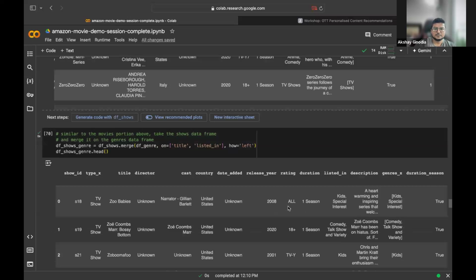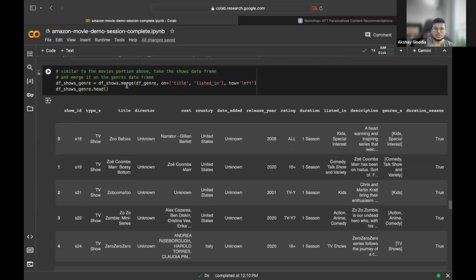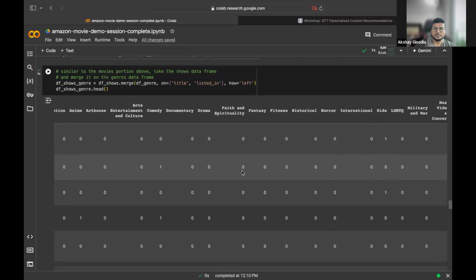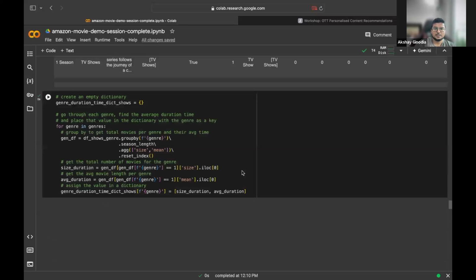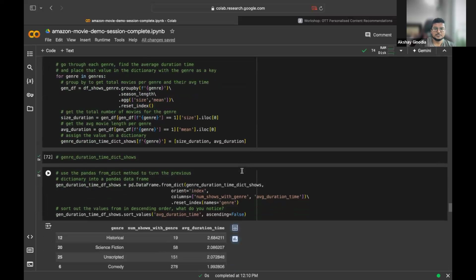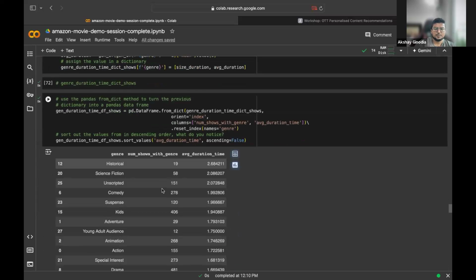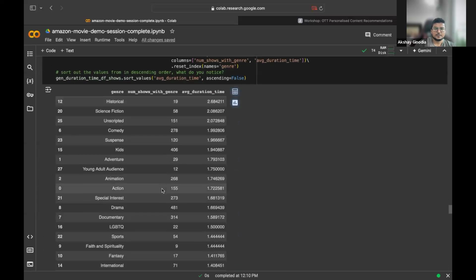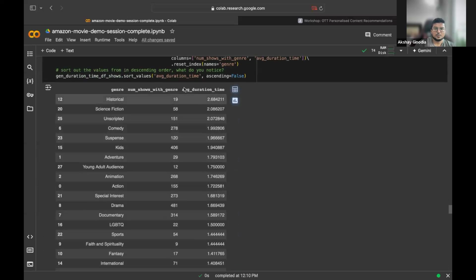All right, once we have got it, the next thing we are going to do is merge with the genre dataset, because we are going to look at the duration and genre combination. Then we do some data manipulation. I'm not going to go into the details of that, but what we are going to figure out is, for specific TV genres, what does the duration look like? But here, the duration is the number of seasons and not the time of each episode.